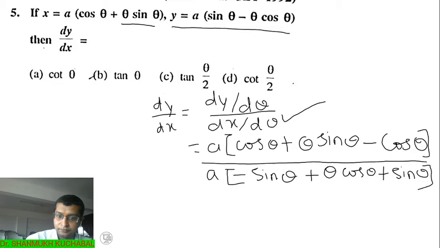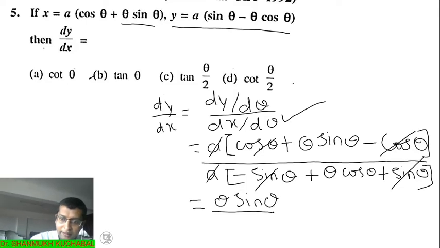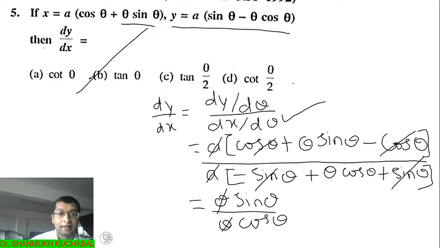So a and a cancel. Further plus cos theta and minus cos theta cancel, and then minus sine theta and plus sine theta cancel. We get this as theta sine theta whole divided by theta cos theta. Now theta cancels, sine divided by cos is tan theta. Therefore option B is the right answer.